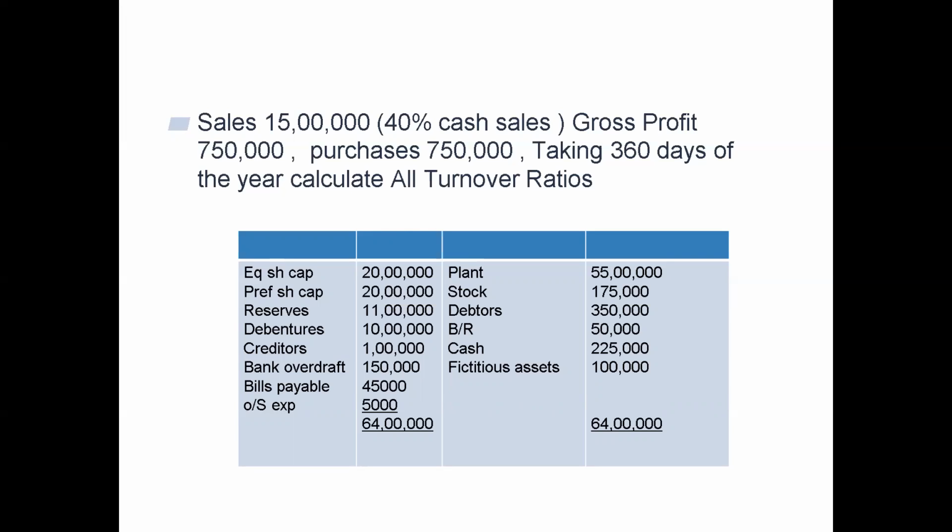Now, the balance sheet is given. On the liability side, we are given equity share capital, preference share capital, reserves, that means shareholders' funds. Then we are given debentures, that is long-term debt. Then we are given the current liabilities, that is creditors, bank overdraft, bills payable, and outstanding expenses. Then fixed asset is given, only plant is given. Then current assets are given, that is stock, debtors, bills receivable, and cash. And fictitious assets are also given.